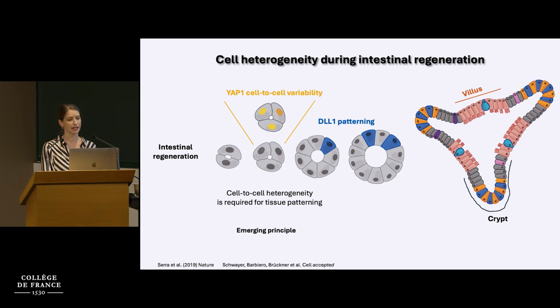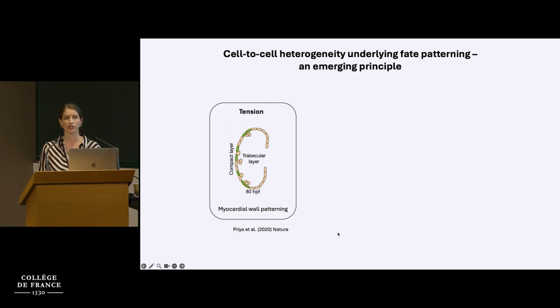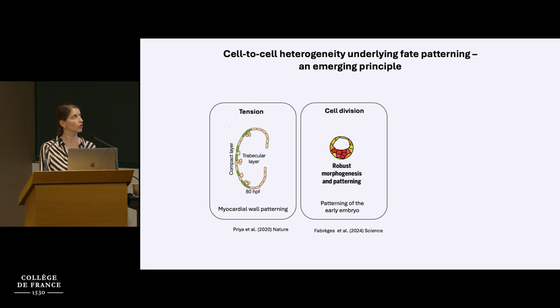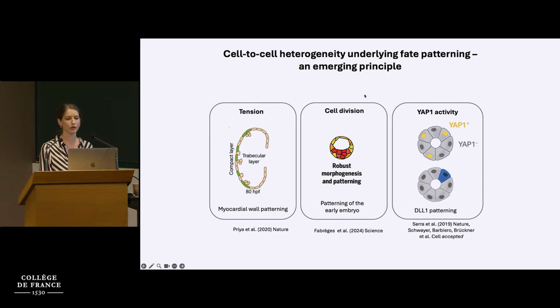And so, coming back to this slide where we showed that YAP is present in a cell-to-cell variable case, this is a concept that seems to be emerging also in other systems. If we, for instance, look at zebrafish heart development, or specifically at myocardial wall patterning, we see that heterogeneity in cortical contractility will also instruct the patterning of the tube. Or, as Edouard presented in their work, in a mammalian embryo, temporal variability in cell division contractility results in robust morphogenesis. As well as in the organoid system, we see that this is a precursor.